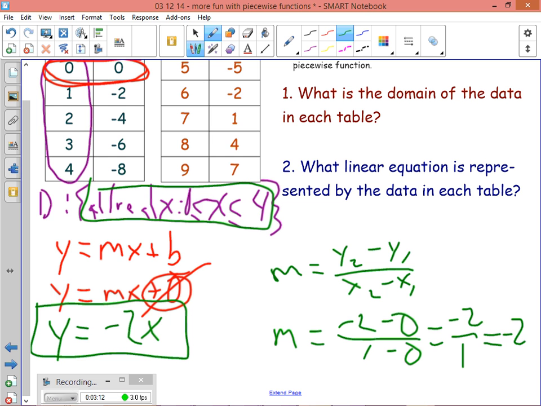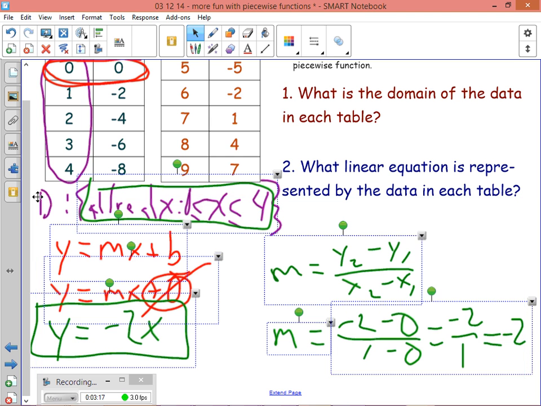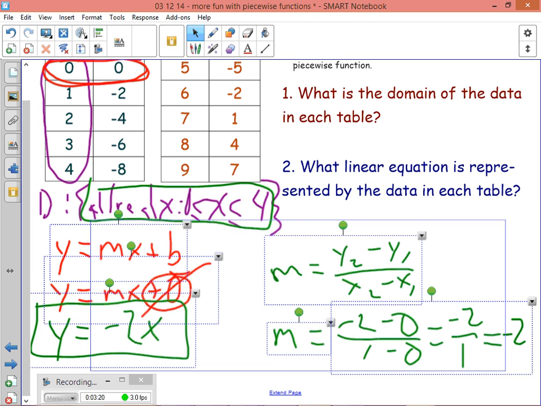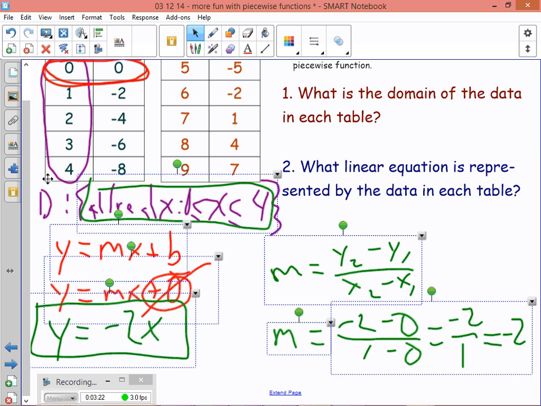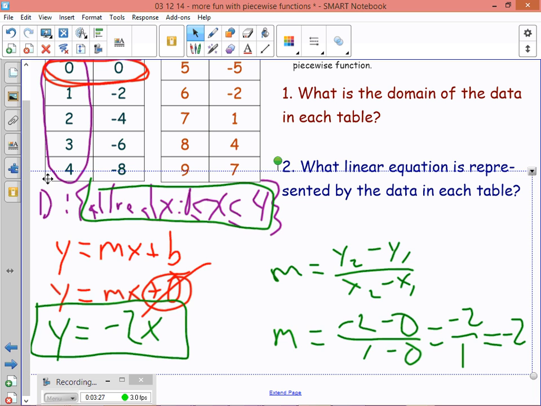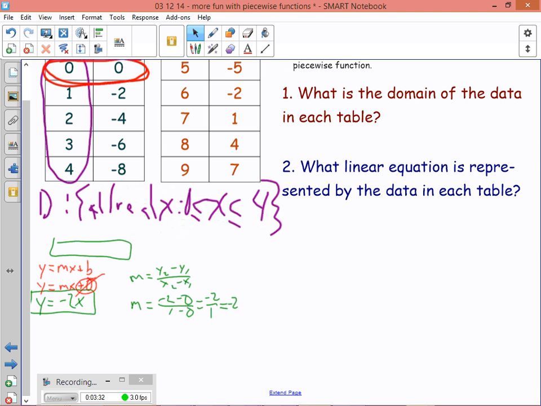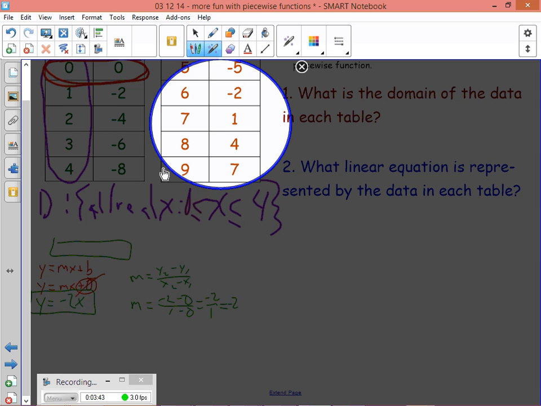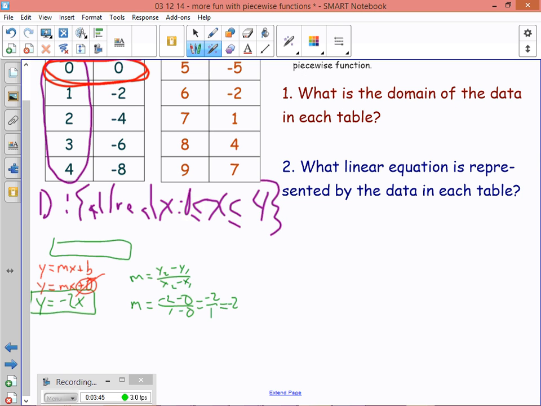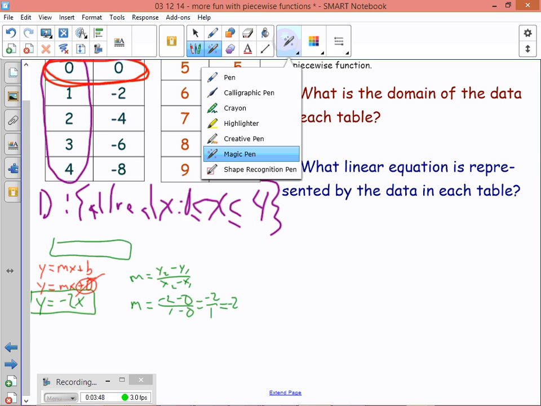Now what I'm going to do is group all of this and shrink it down so I can do the same thing. You can write wherever else you have room on your paper. I'm just going to grab this and group it all, so that's good enough. For the next one, this second table here is what I'm working with now. I am now going to do the exact same thing. Say the domain and what the equation is.